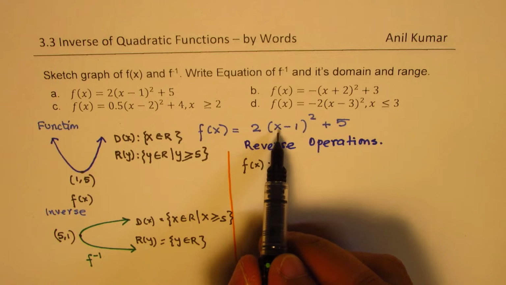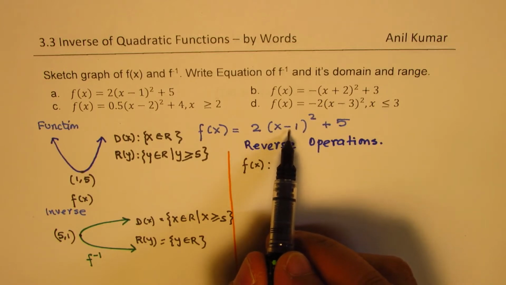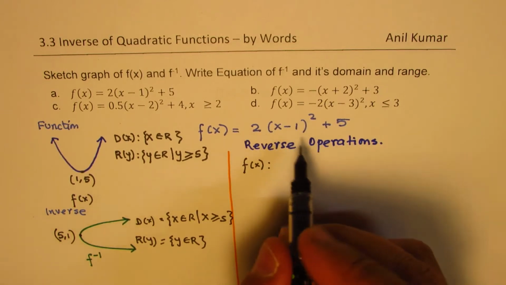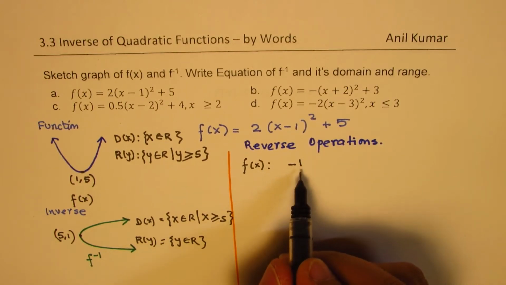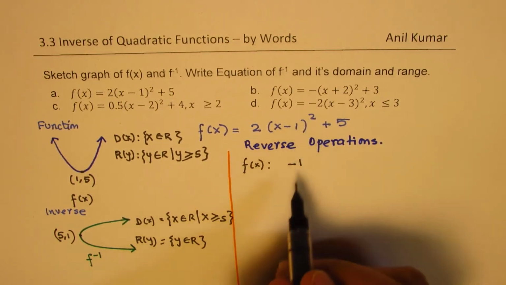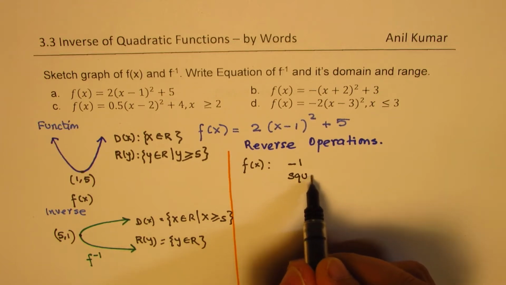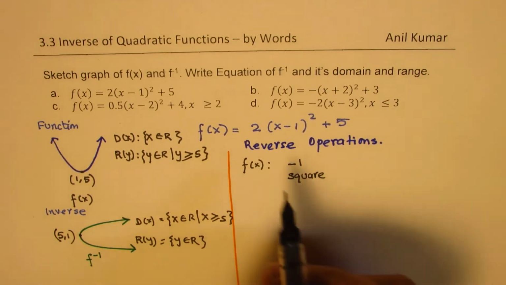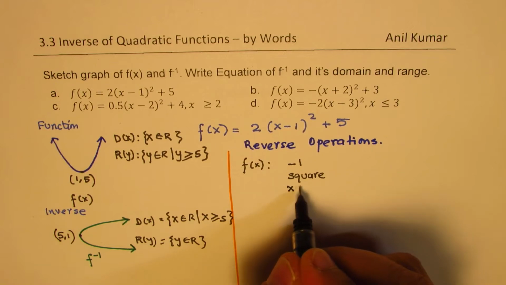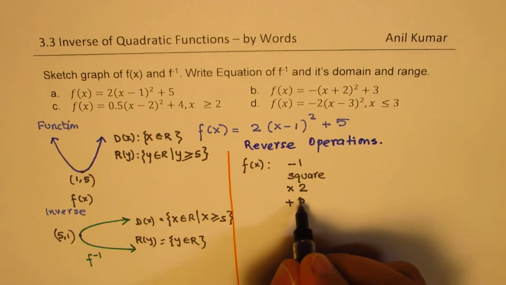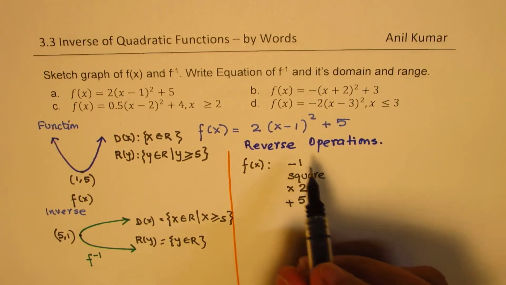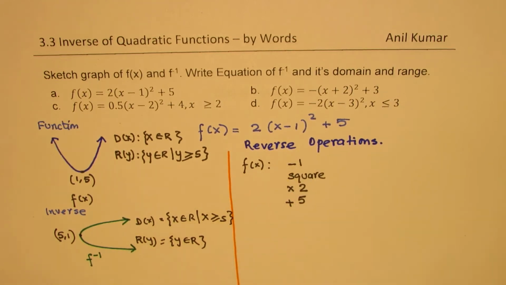If I feed a number x, what do you do first? First you take away 1, so the first operation is take away 1, correct? And after that, what do you do? You square it. And then you times 2, multiply by 2. And then you add 5, right? So these are the operations which you perform on the function.